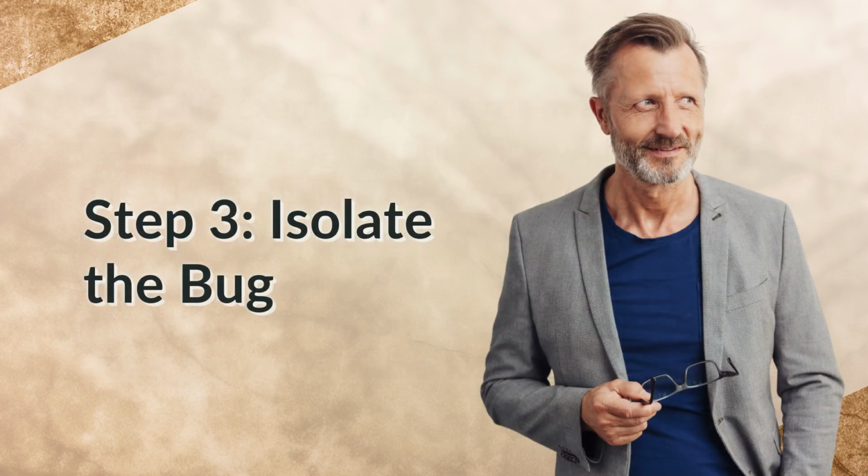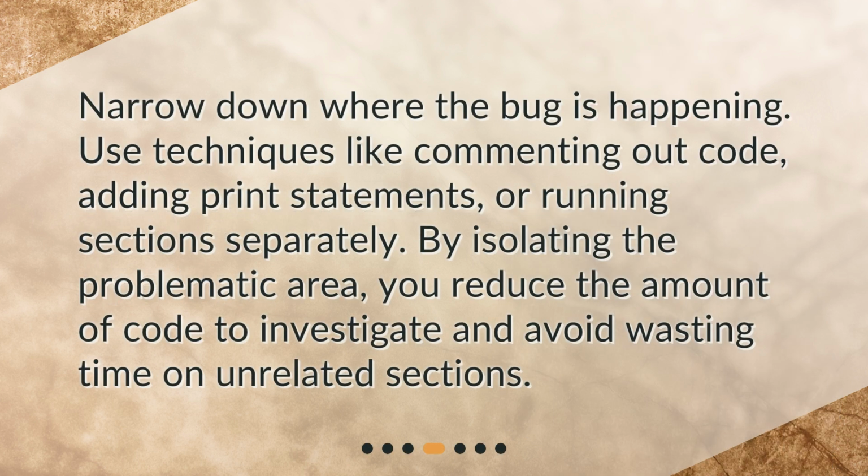Step 3. Isolate the bug. Narrow down where the bug is happening. Use techniques like commenting out code, adding print statements, or running sections separately. By isolating the problematic area, you reduce the amount of code to investigate and avoid wasting time on unrelated sections.